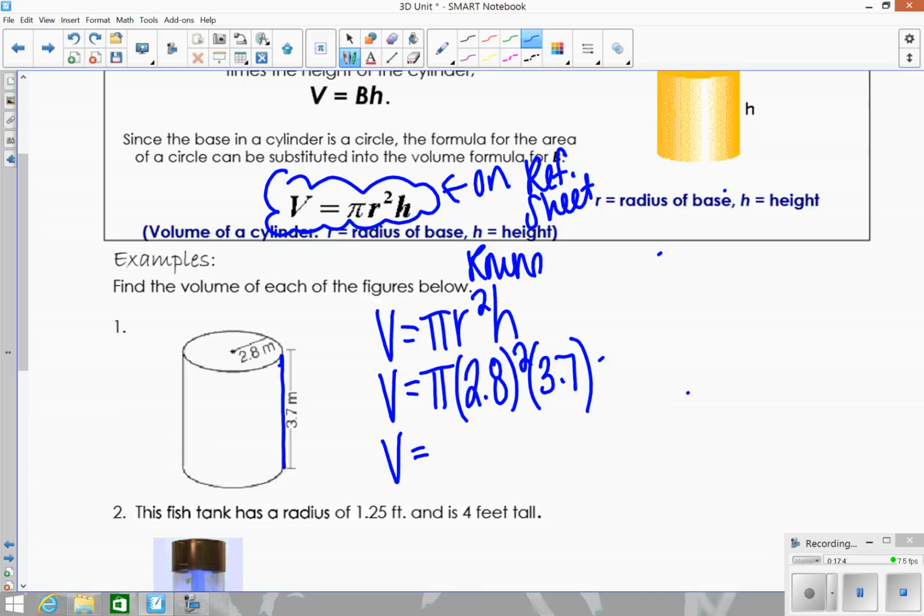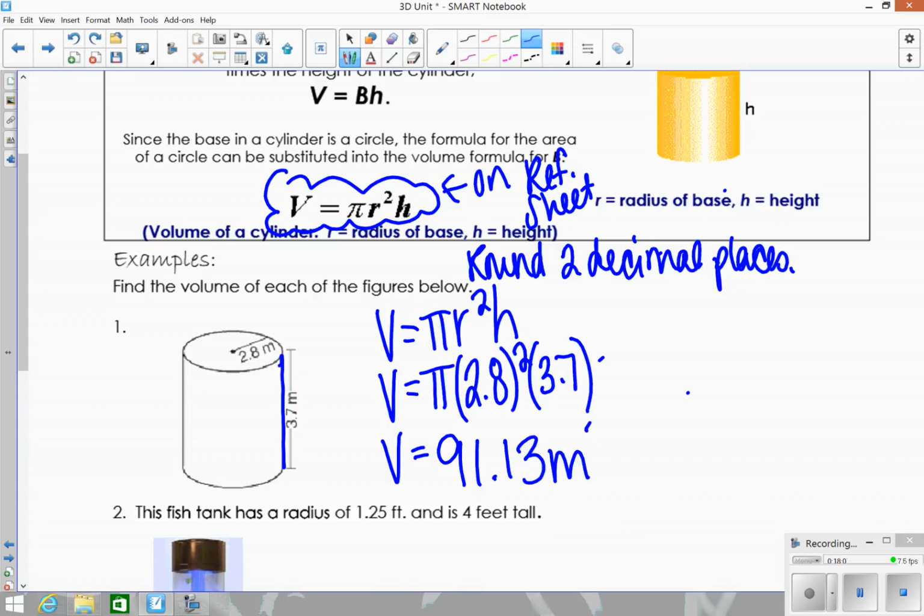So I'm going to write directions for that. Round to 2 decimal places. So I'm not going to leave these in terms of pi. I'm actually going to put everything in the calculator and get an answer. So when you do that, you get 91.13. Units are meters, so it'll be meters cubed.